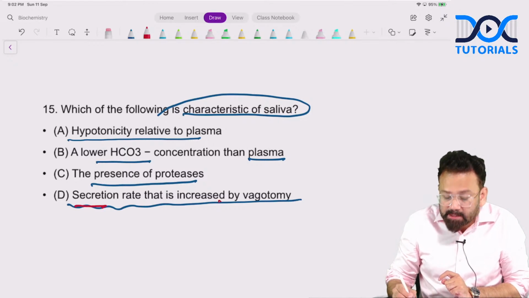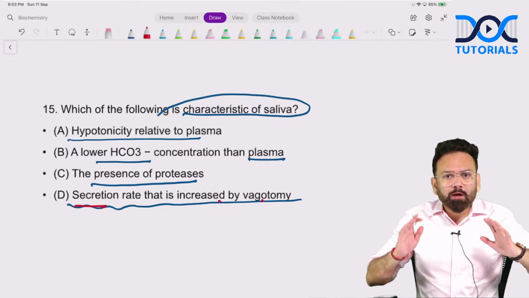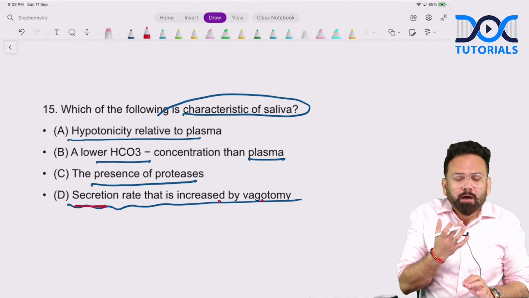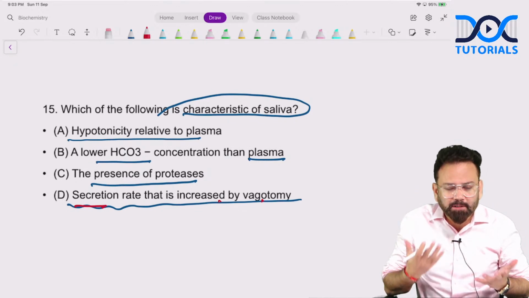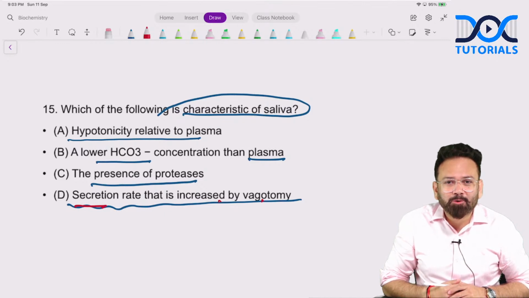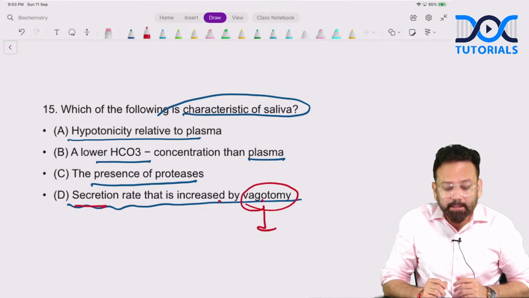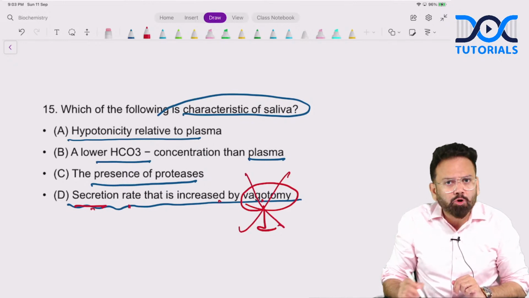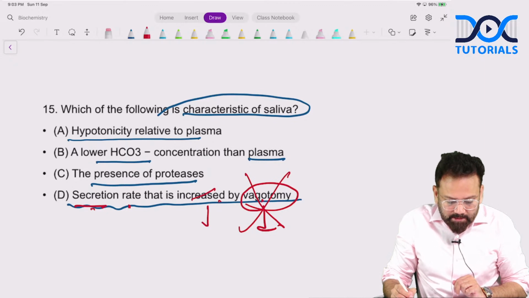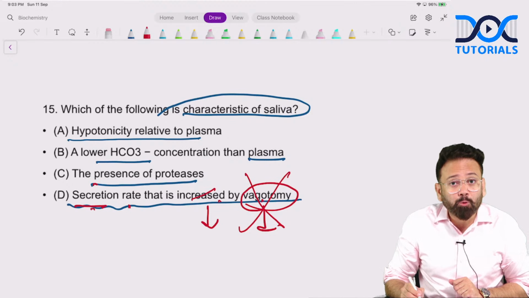Secretion rate is increased by vagotomy. Vagus is parasympathetic. So when you are relaxed, you have more saliva. And when you are in tension, your mouth is dry. When you are going for your exam, your mouth is dry, you want to drink water. Why? Because when you are in tension, the mouth is dry. So vagus is parasympathetic. It increases secretion. So if you do vagotomy, does the secretion rate become more or less? It becomes less.